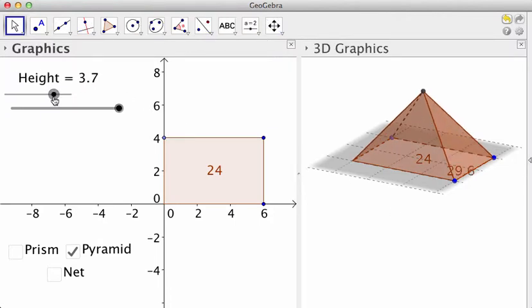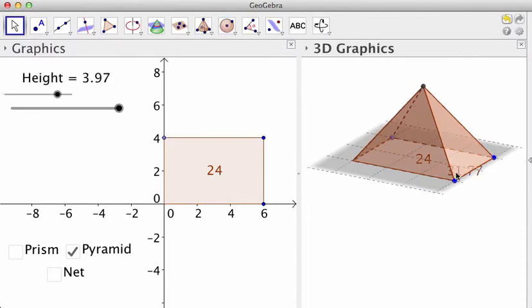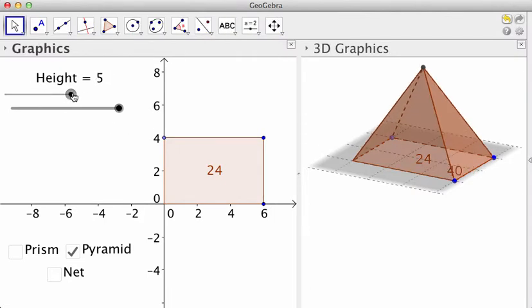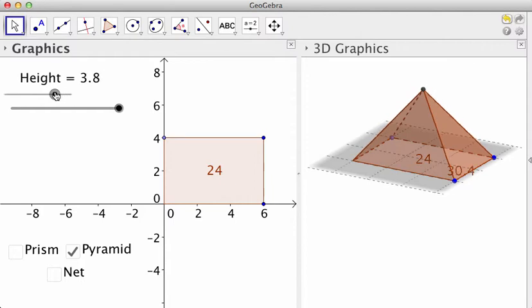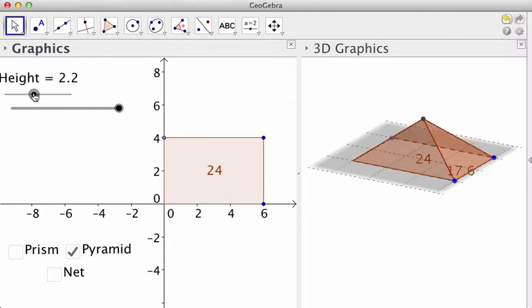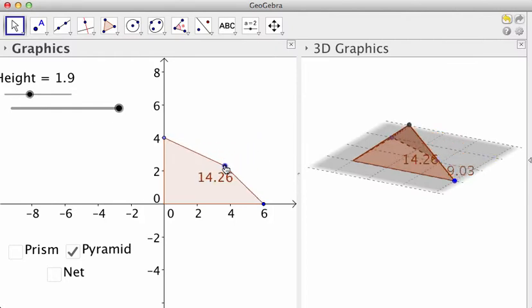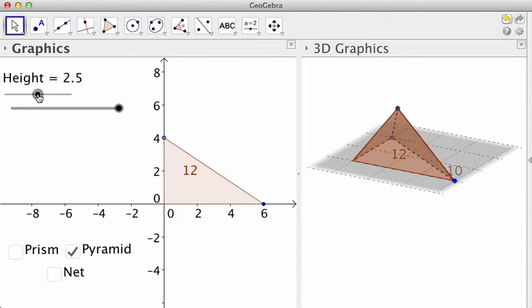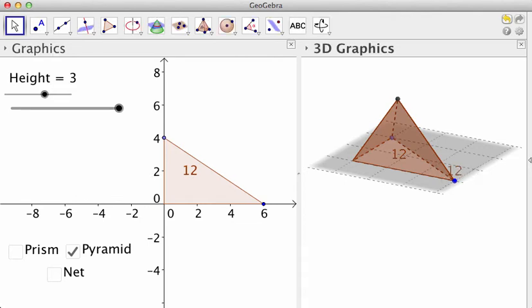As the height increases to 4, we can see the volume here, this number, has increased to 32. As the height continues to increase, the volume increases. Base area is not changing, so the only thing affecting the volume of this thing is the height. Once again, it doesn't matter what the base looks like. The pyramid that we create is going to have a volume equal to 1/3 the base area times the height. So in this case, base area is 12, height is 3, so the volume here is equal to 12.